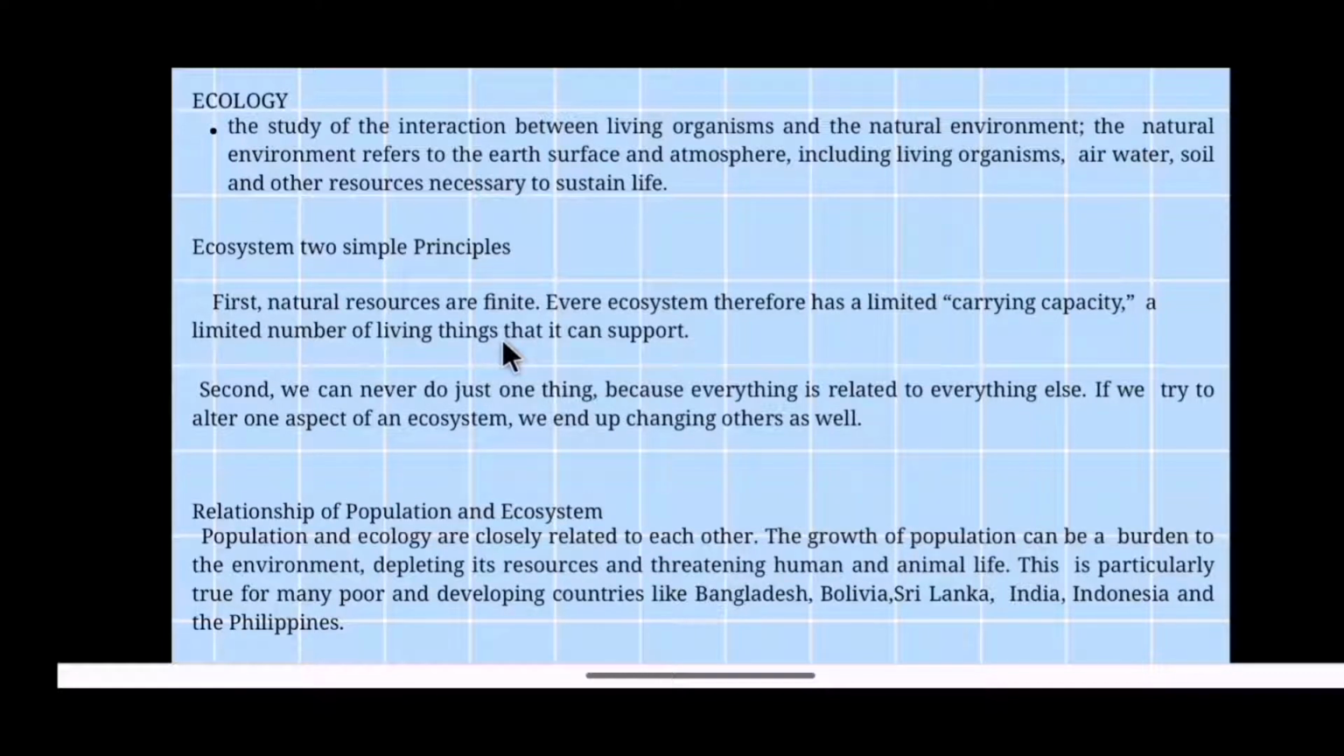And for the relationship of population and ecosystem, population and ecology are closely related to each other. The growth of population can be a burden to the environment, depleting its resources and threatening human and animal life. This is particularly true for many poor and developing countries like Bangladesh, Bolivia, Sri Lanka, India, Indonesia, and the Philippines.